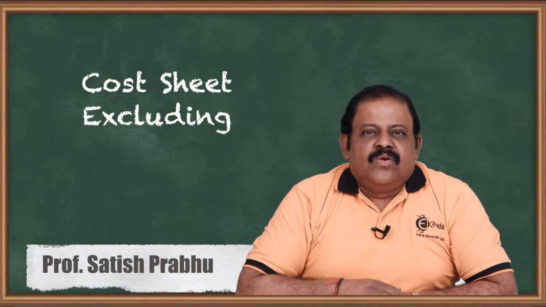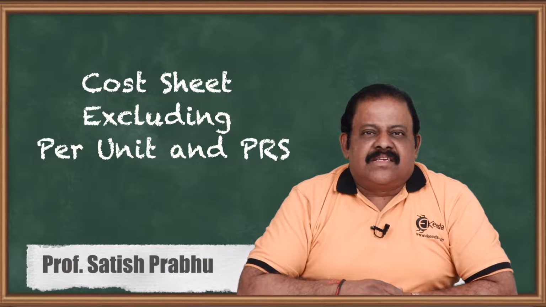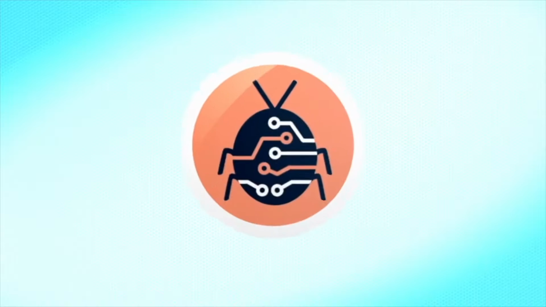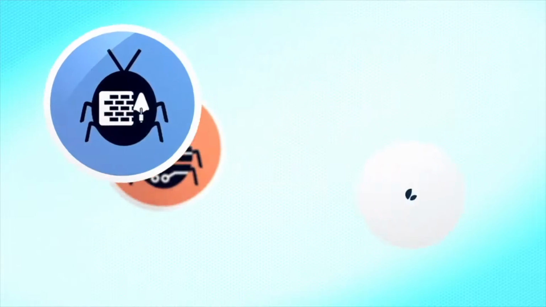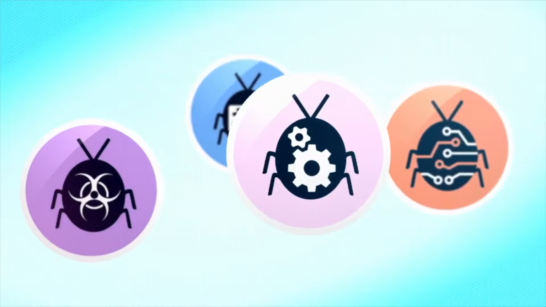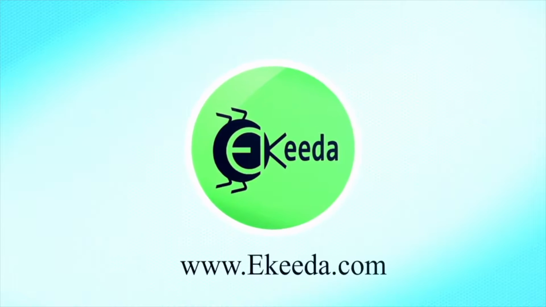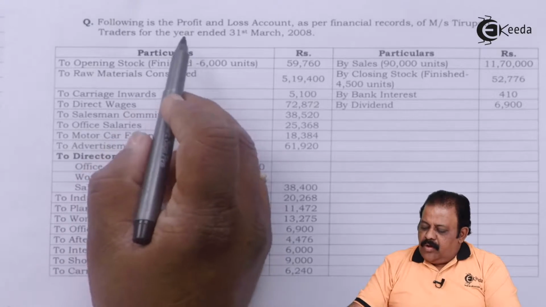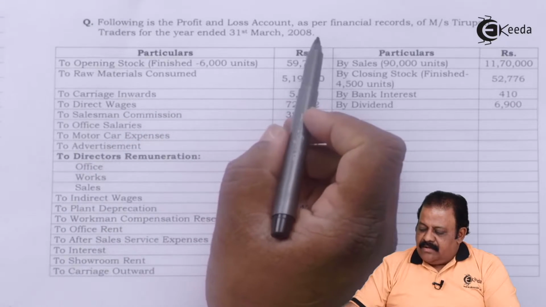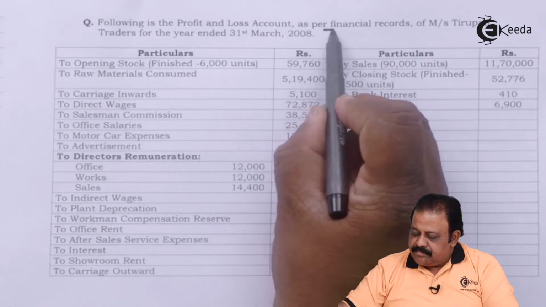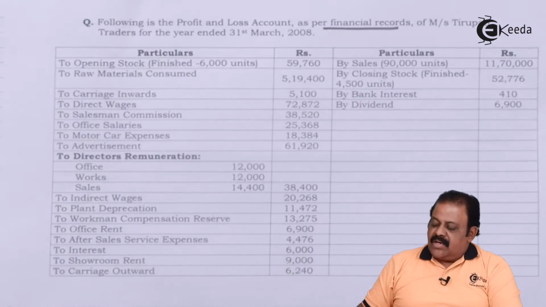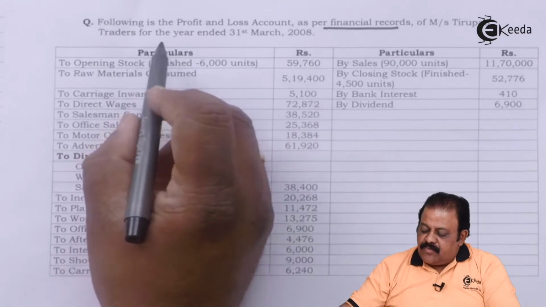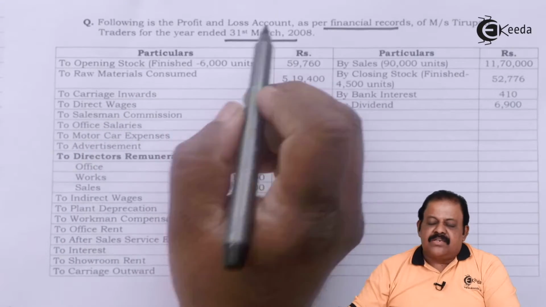Hello friends, we'll discuss today one profit reconciliation statement question which is of comprehensive nature. Let us read the question. Following is the profit and loss account as per financial records of Messrs. Tirupati Traders for the year ended 31st March 2008.